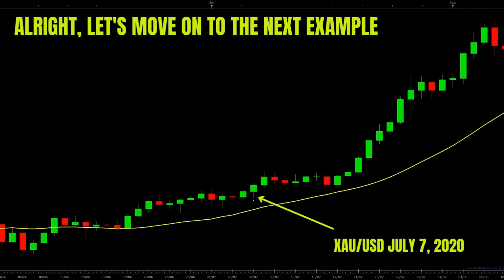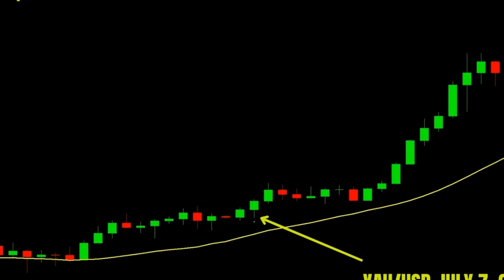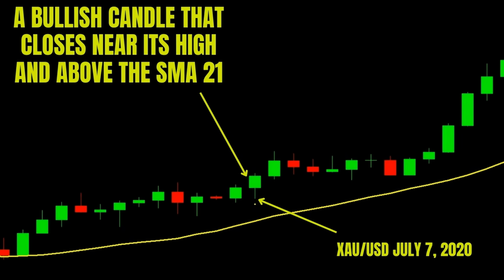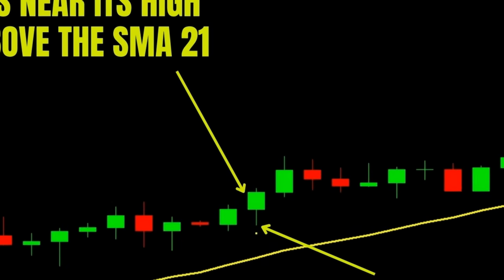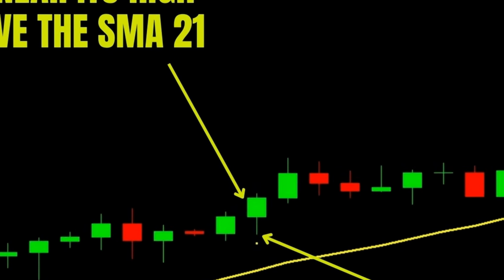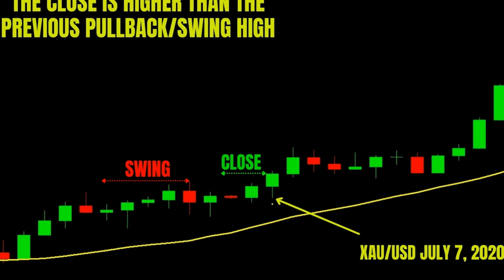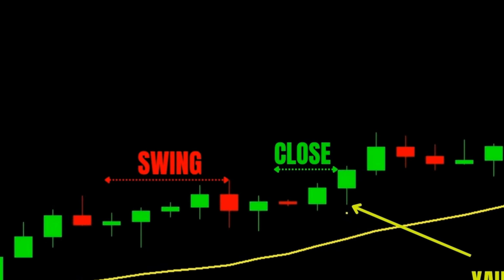All right, let's move on to the next example. Here we are looking at the XAU/USD chart from July 7th, 2020. First, we identify our signal candle. Notice how this bullish candle closes firmly above the 21 simple moving average, confirming the uptrend, and finishes very close to its high, showing strong momentum. Crucially, look at the price action structure. The closing price of this breakout candle is clearly higher than the previous pullback high, validating the continuation pattern.